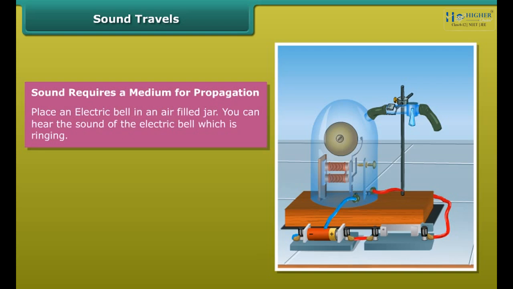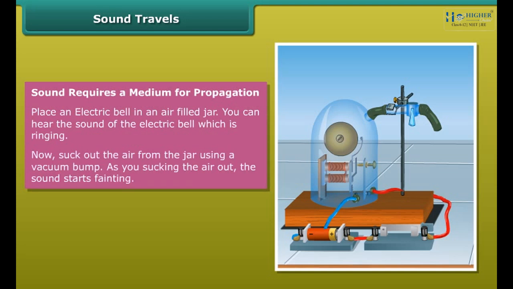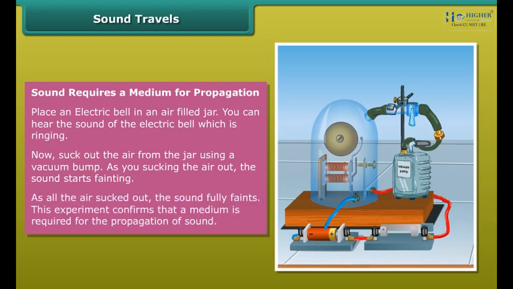Place an electric bell in an air-filled jar. You can hear the sound of the electric bell which is ringing. Now suck out the air from the jar using a vacuum pump. As you suck the air out, the sound starts fading. As all the air is sucked out, the sound fades fully. This experiment confirms that a medium is required for the propagation of sound.